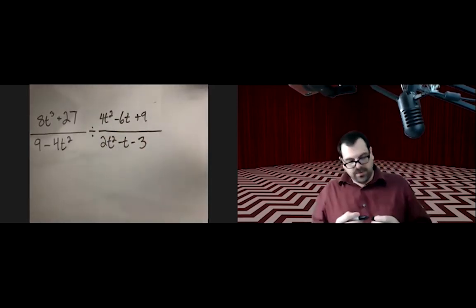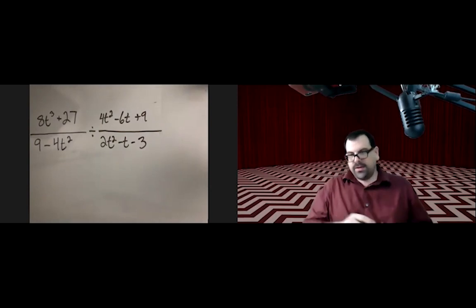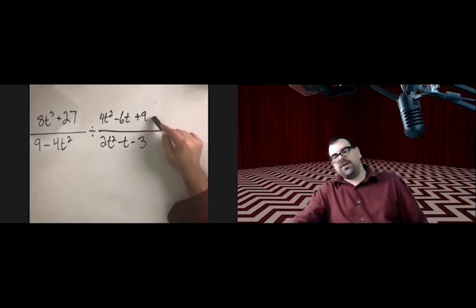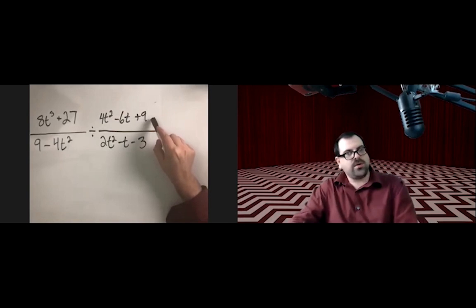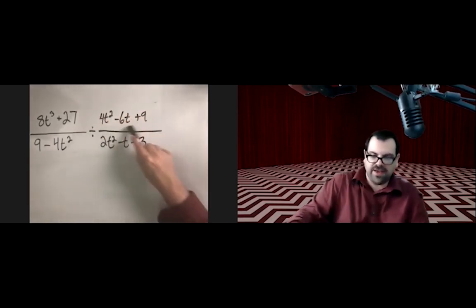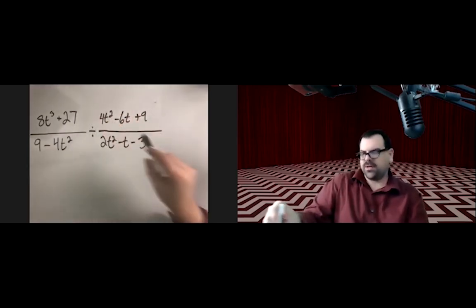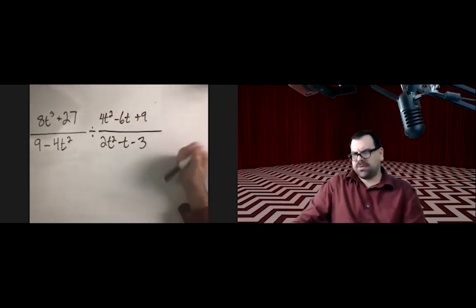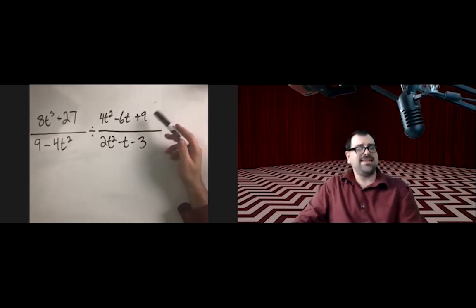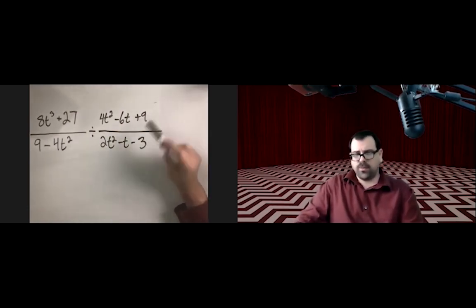Now I'm going to start you out with a warning. This top right one, if you start there, try to factor this, you're not going to be able to. This one does not factor. You won't be able to actually find the numbers in this case that would multiply to positive 36 and add to negative 6. They don't exist. We can't factor that.